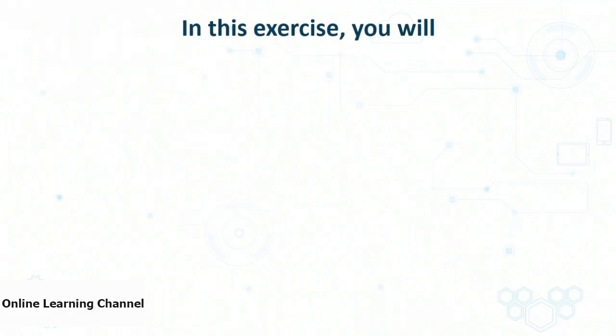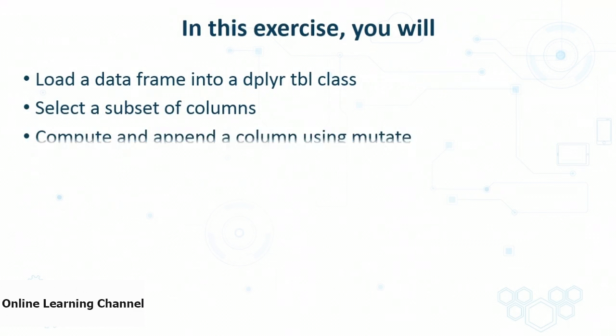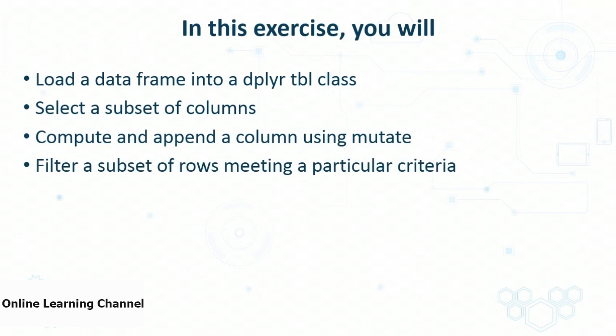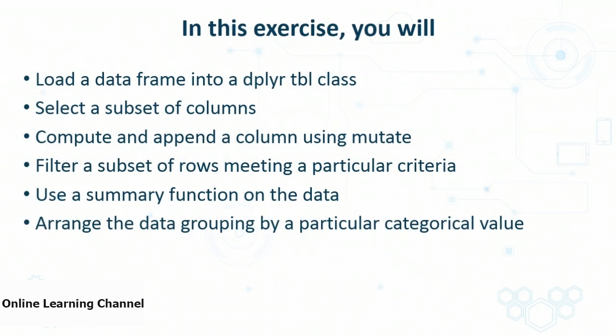In this exercise, you'll load a data frame into a dplyr tibble. Feel free to either use your own or use one of the built-in datasets for this exercise. Select a subset of columns, compute and append a column using mutate, filter a subset of rows meeting a particular criteria, use the summary function on the data, and arrange the data grouping by a particular categorical value. Now you can pause the video and perform the exercise, and when you've completed it, come back to the video to see what I did.